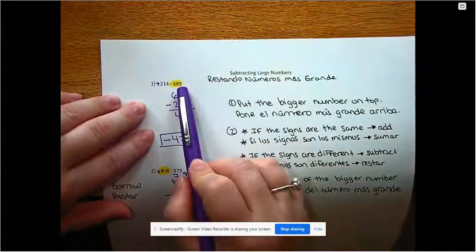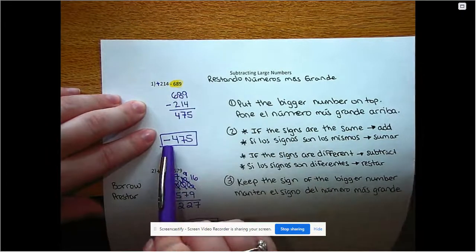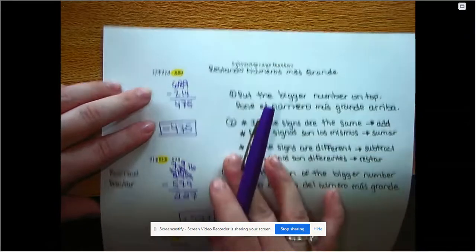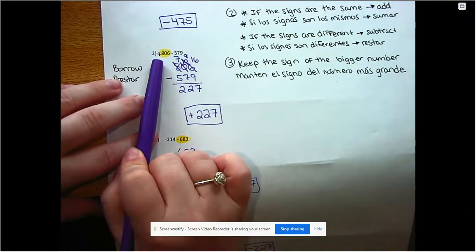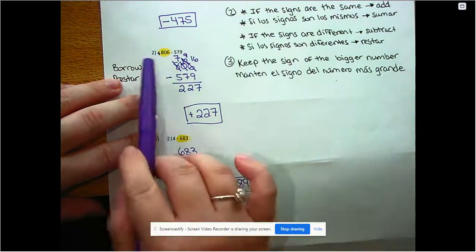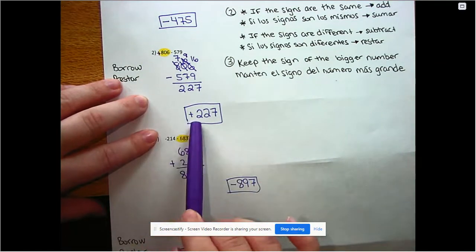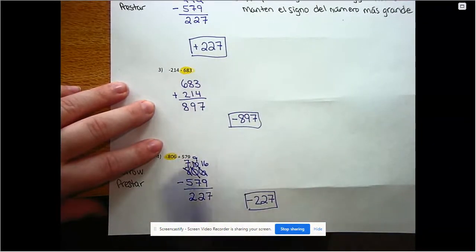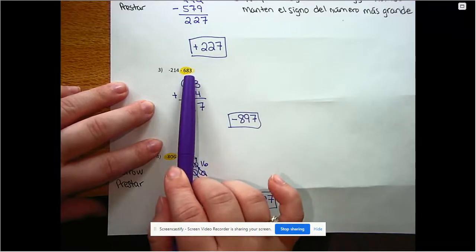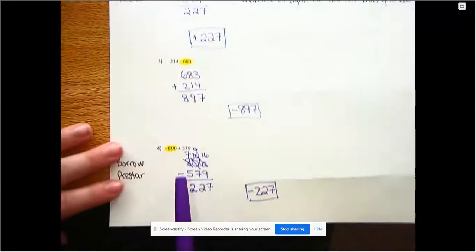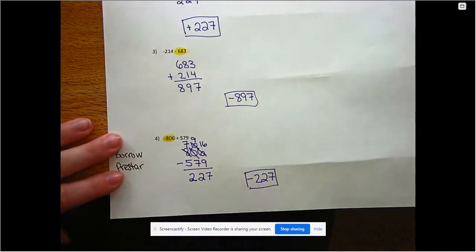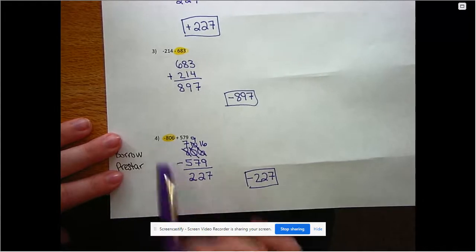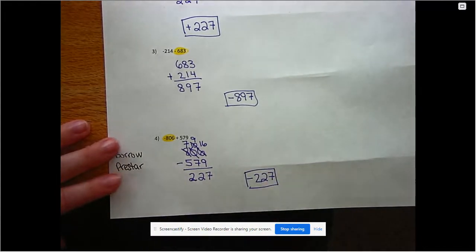This was the bigger number. It's negative. The answer is negative. Este número es más grande y es negativo. La respuesta es negativa. The bigger number is positive. The answer is positive. El número más grande es positivo. La respuesta es positivo. The bigger number is negative. The answer is negative. El número más grande es negativo. La respuesta es negativo. The bigger number is negative. The final answer is negative too. El número más grande es negativo y la respuesta final para este es negativo también.